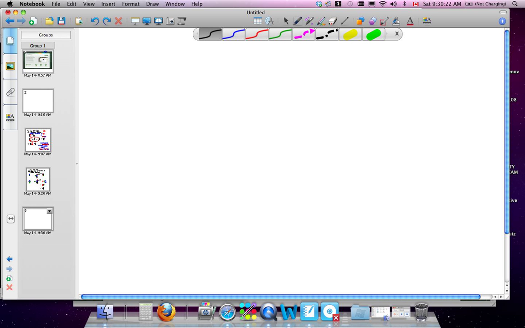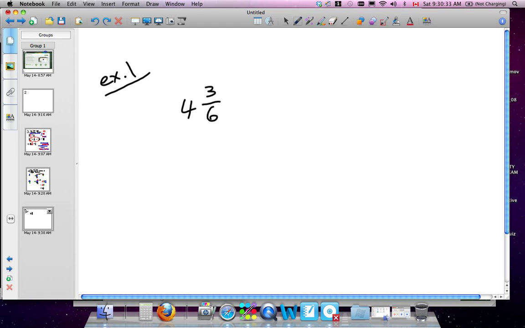So let's say I have, and we'll call this example 1, 4 and 3 over 6. So what form is this in right now? Do you know? A mixed fraction. Yeah, this is a mixed fraction. We're going to change it to improper.